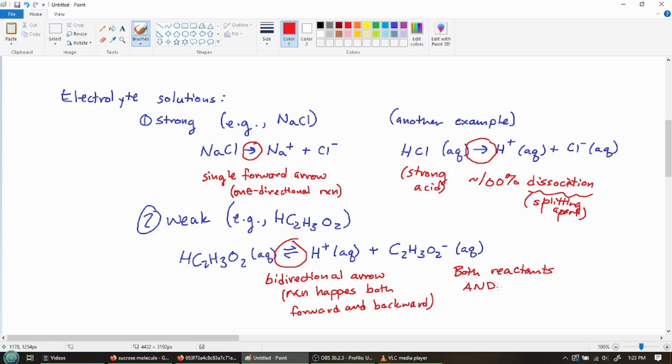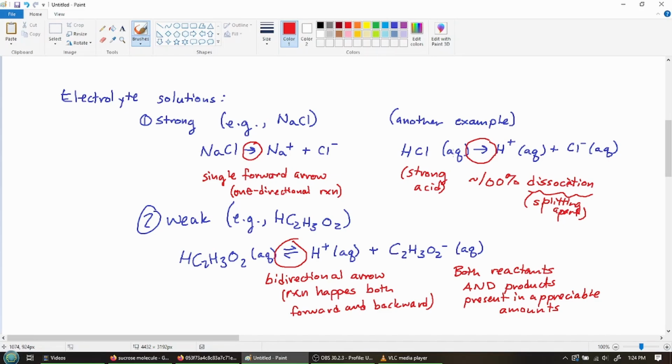Okay, so that's going to be different from the case of a strong electrolyte or a strong acid. And we'll come back to that point here in just a sec. Let me just write this out. So what I mean by saying that both the reactants and products are present in appreciable amounts is, consider the case of hydrochloric acid up here.